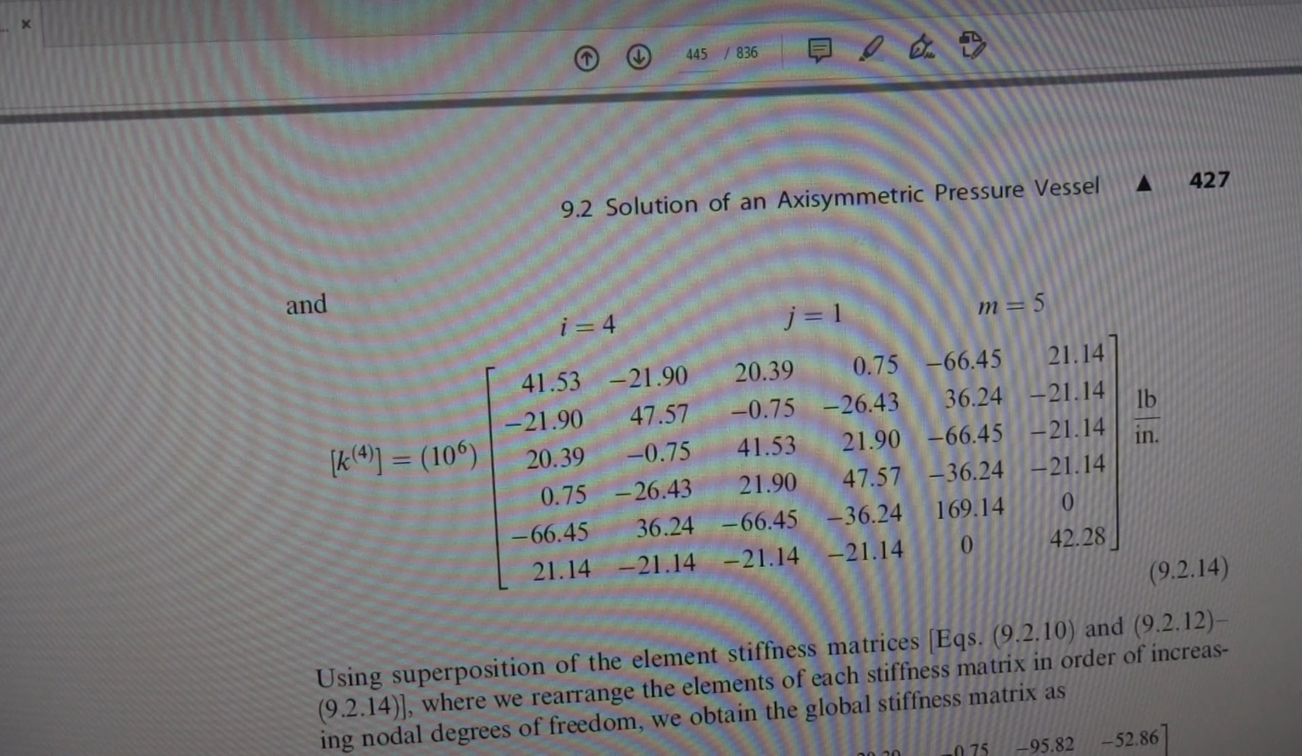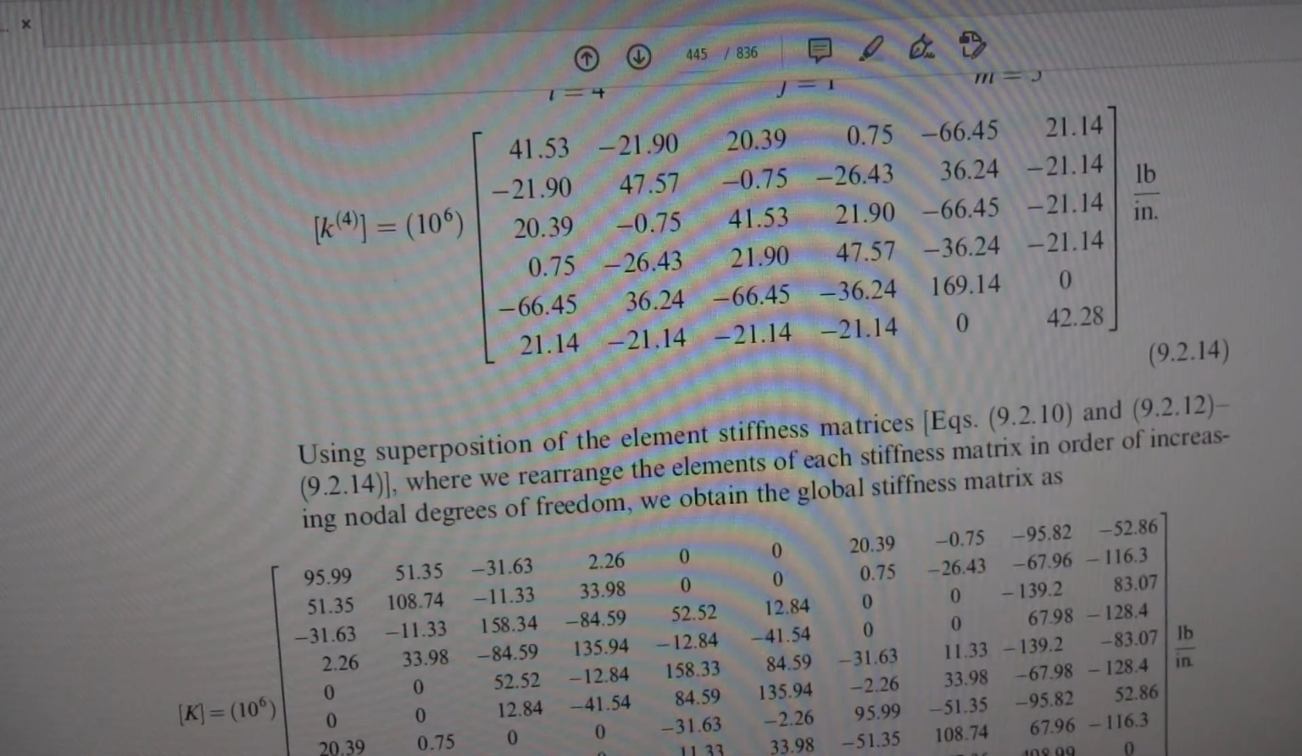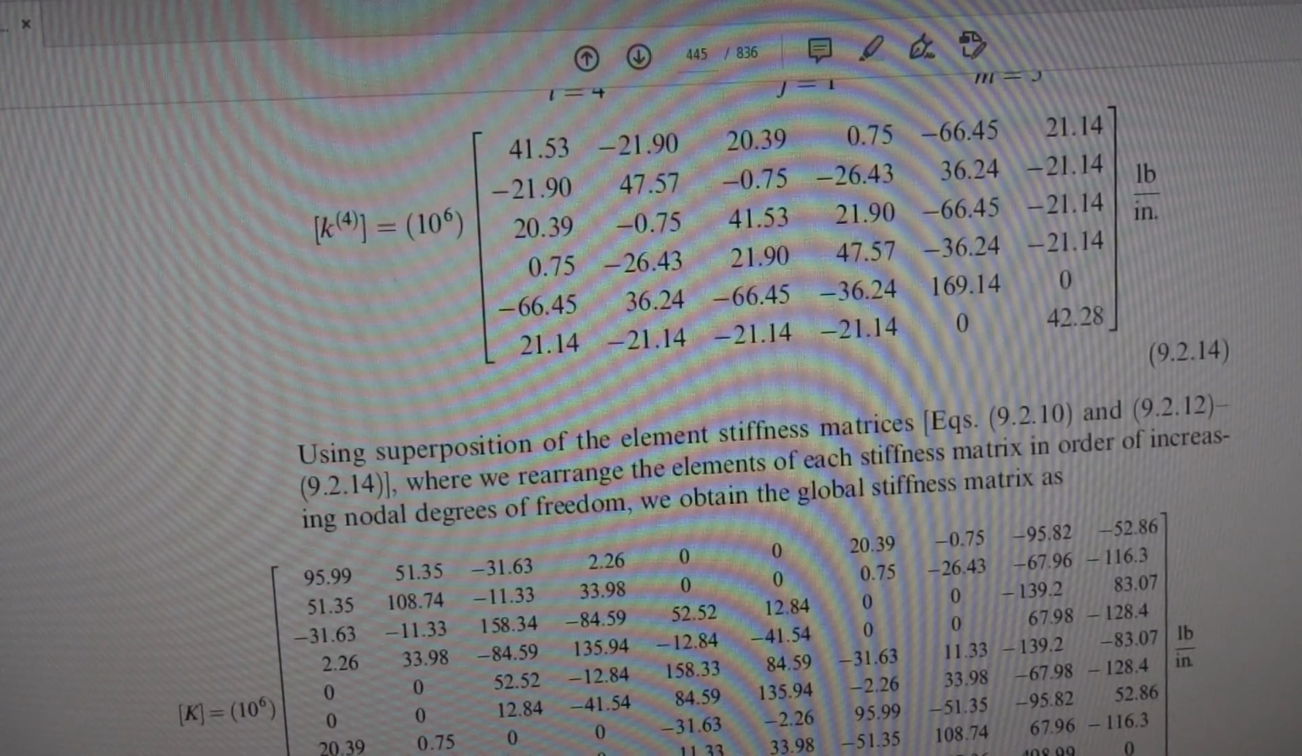The order of this assembled matrix would be 10 by 10, with rows and columns numbered 1, 2, 3, 4, 5, 6, 7, 8, 9, 10. So you can get the assembled matrix, that is the global stiffness, and now you have to find the force matrix.